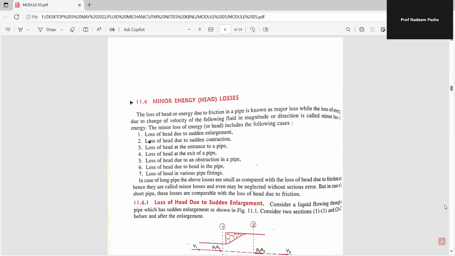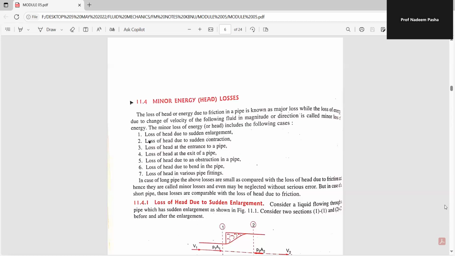Next is loss of head due to bend in a pipe. This is the most common type of loss you can observe even at your home. If you have a garden, at the time of watering the plants there will be sudden bending of the pipe, due to which the pressure in the pipe is reduced. That is known as loss of head due to bends in a pipe.